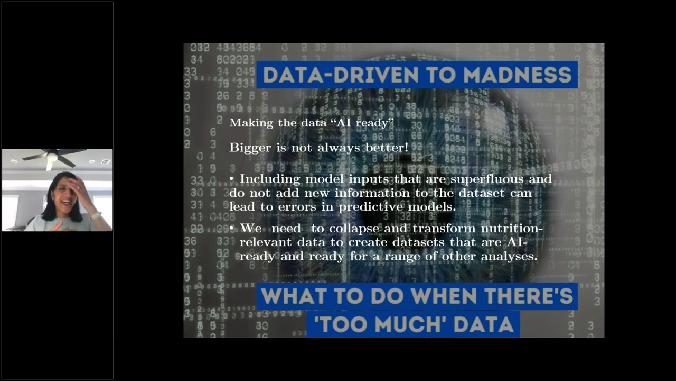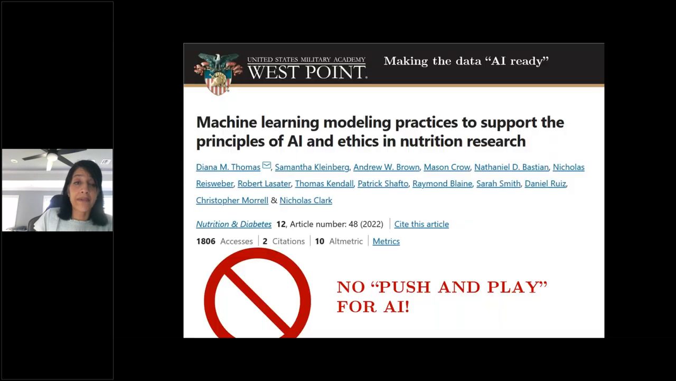I found this great graphic online, data driven to madness. Bigger is not always better. Including those model inputs that are superfluous and do not add new information can lead to errors in the predictive model. And we need to transform these data to create data sets that can be plugged into models in the first place. And they're ready also for not just this particular model, but you should be able to tap into it for other things. It shouldn't be a one-time thing. It's really, really hard work.